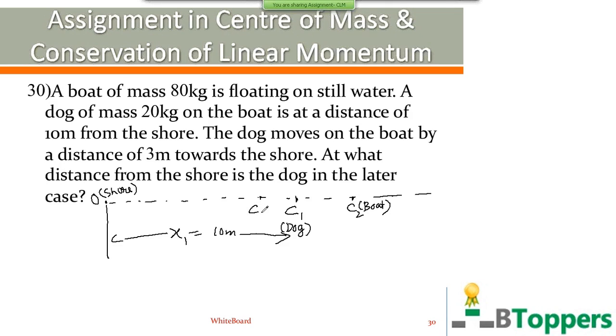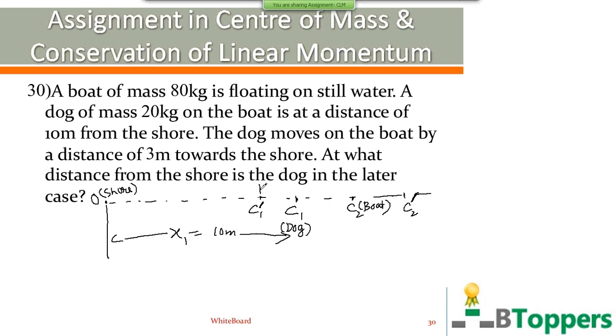Let C1 dash denote the new position of the center of mass of the dog, and C2 dash is the new position of the center of mass of the boat. The dog begins to move on the boat toward the shore. Then from conservation of momentum, the boat will start moving in the opposite direction. When the dog stops, the boat will also stop.